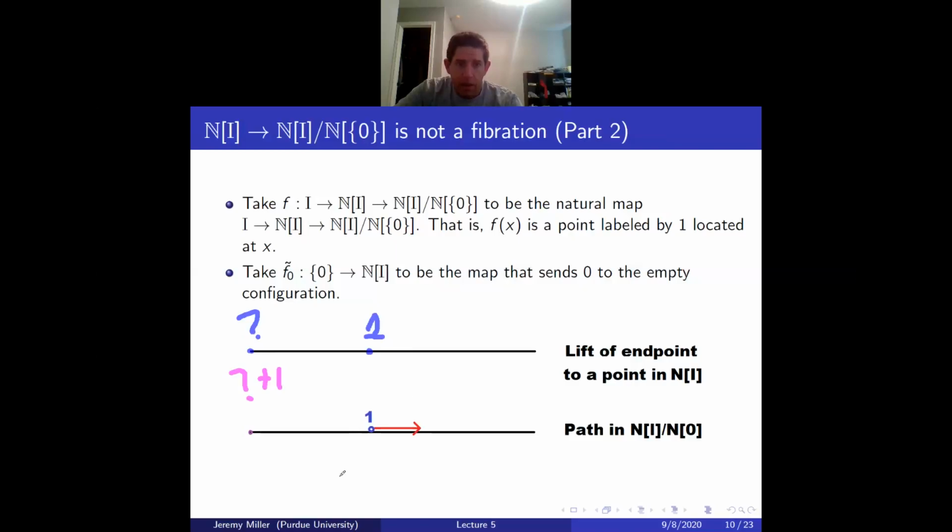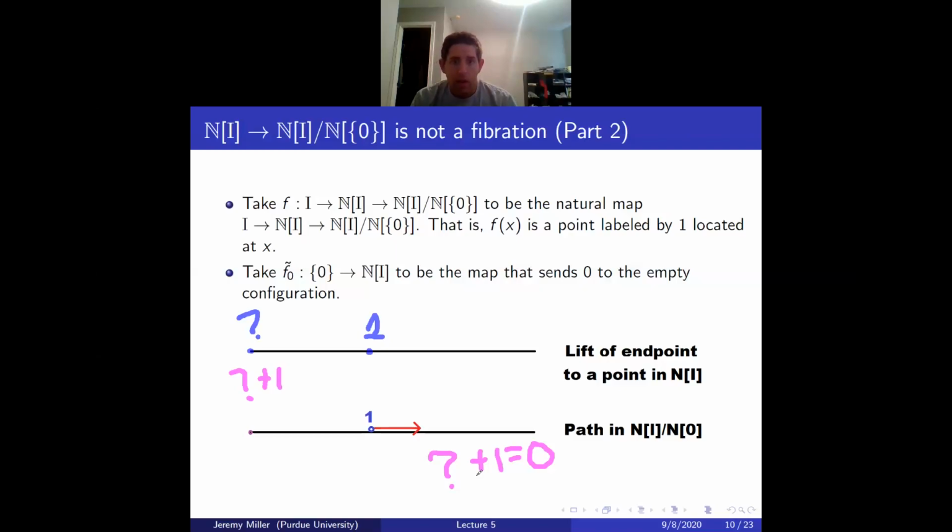But our chosen lift f0 is the empty configuration, so we're going to need question mark plus 1 equals 0. And I claim that this equation you can't solve in the non-negative integers. You can't solve for question mark. But in the integers, you can solve for question mark. Yeah, just because it's just a monoid. We don't have inverses. So the point I'm illustrating is that the fact that this map is going to be a fibration uses the fact that the labels are in a group, not a monoid.